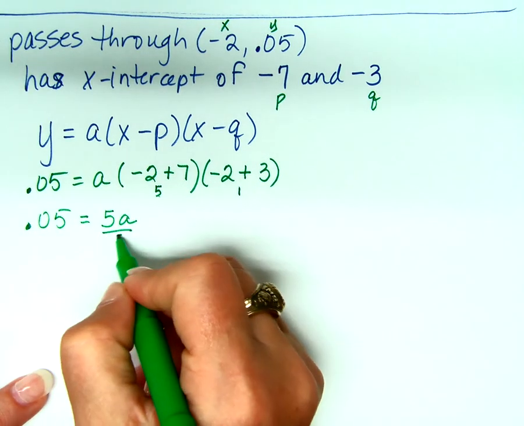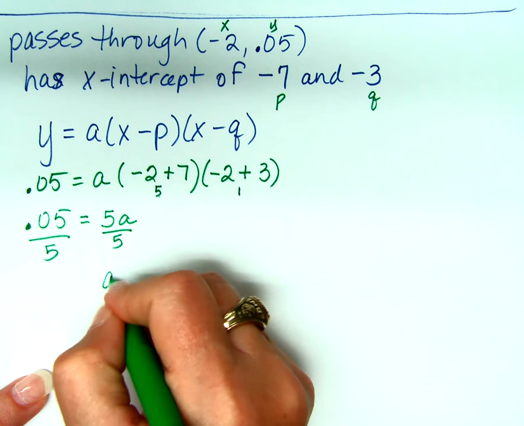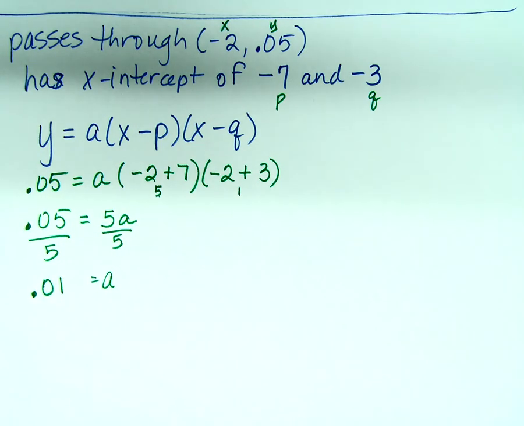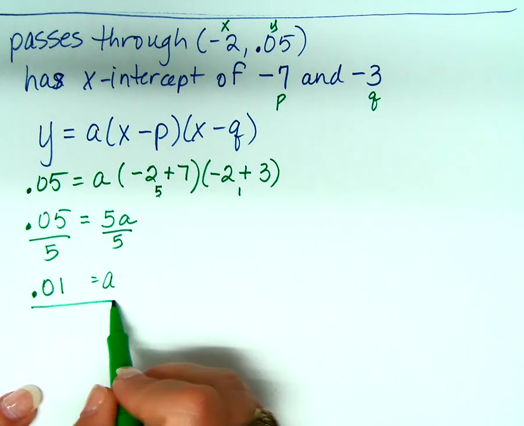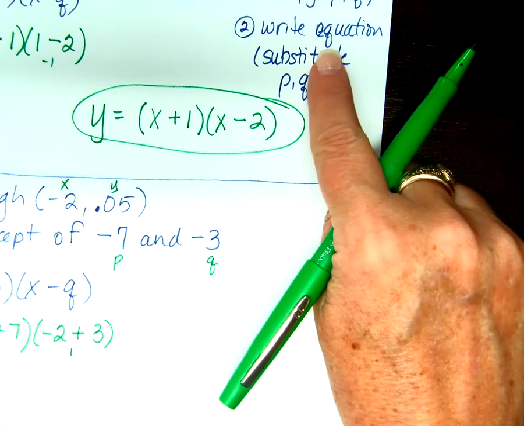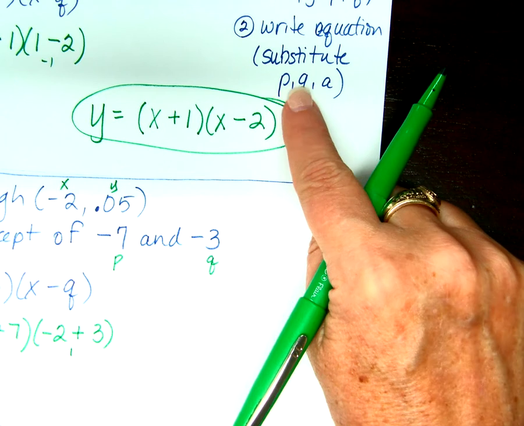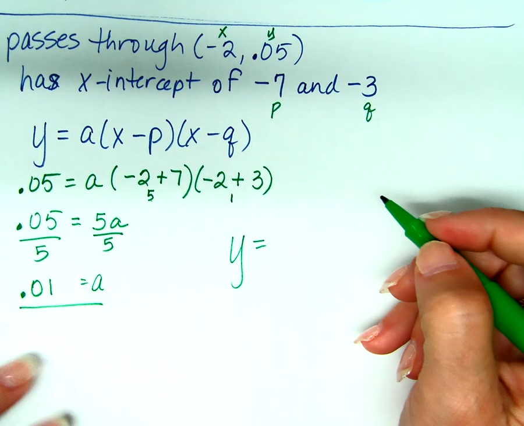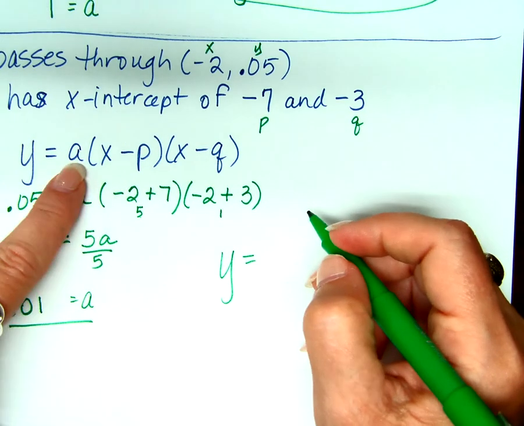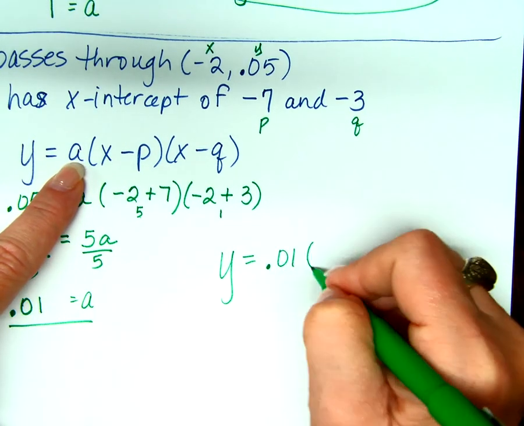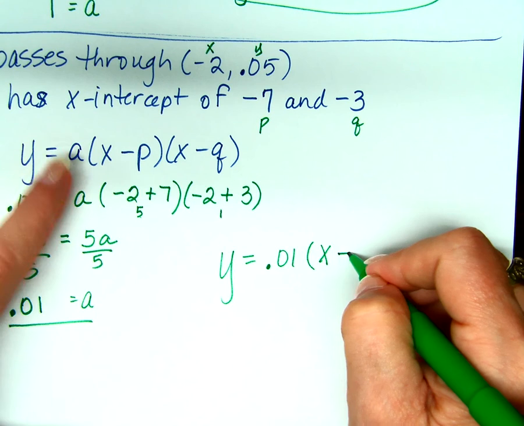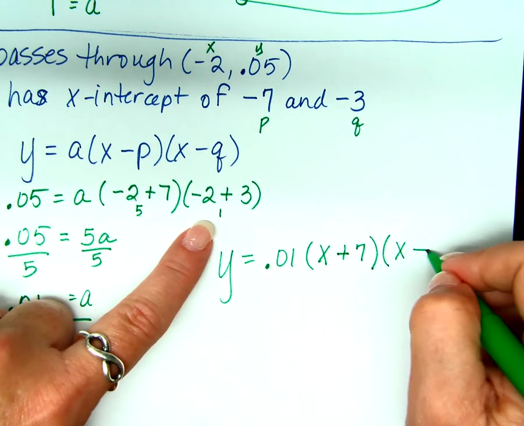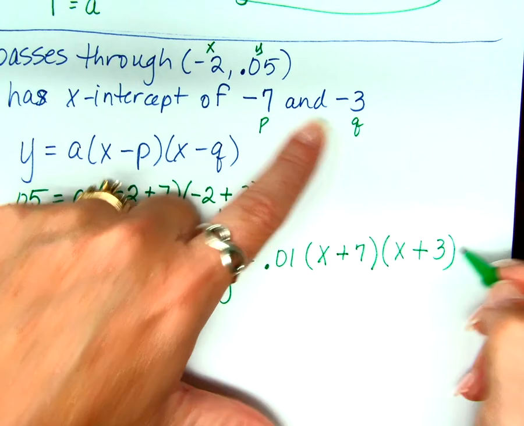To solve for a, I'm going to divide both sides by 5. So a is 0.01. Now that I have solved for a, now I need to write my equation where I only substitute P, Q, and A. So y equals a, which is 0.01, x minus P, so x plus 7, times x minus Q, which is x plus 3.